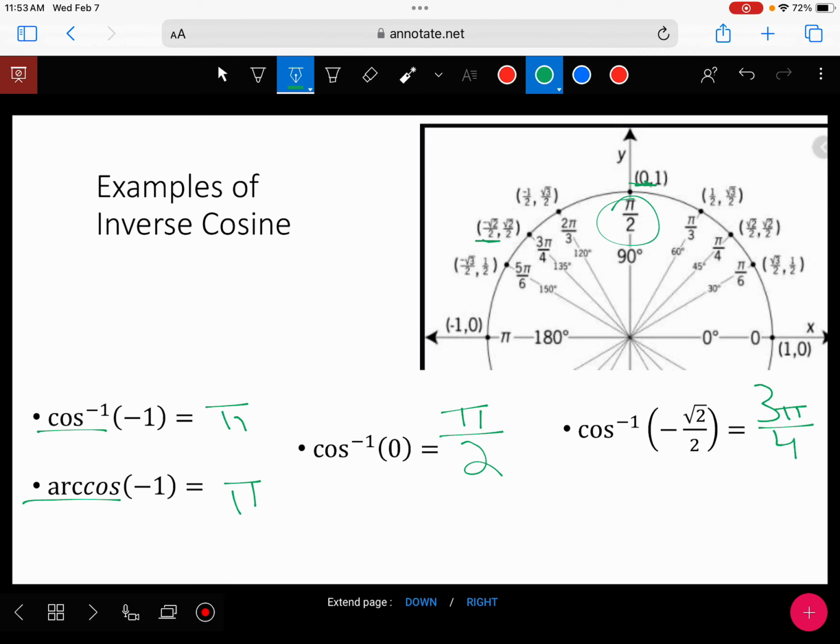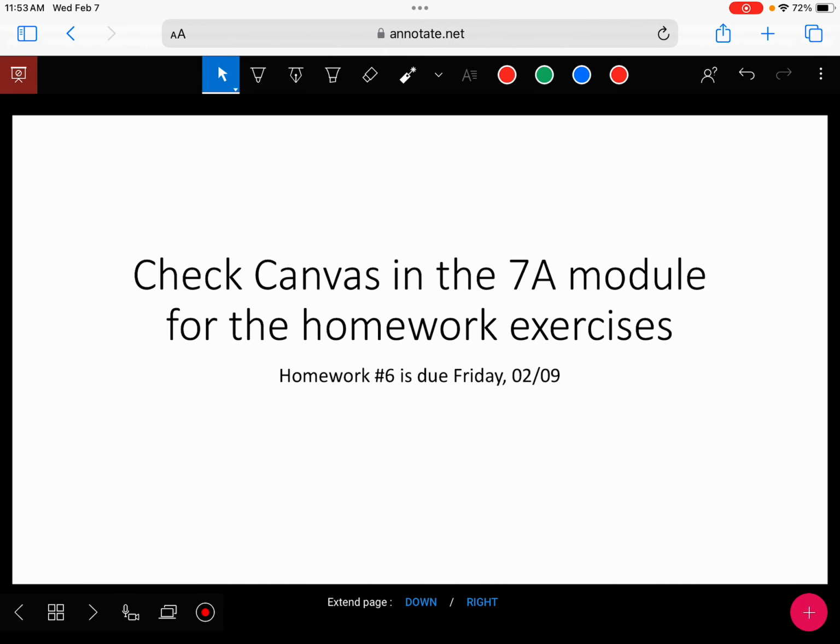Any questions about inverse cosine? Great. So first things first, and then we're going to preview inverse tangent a little bit.